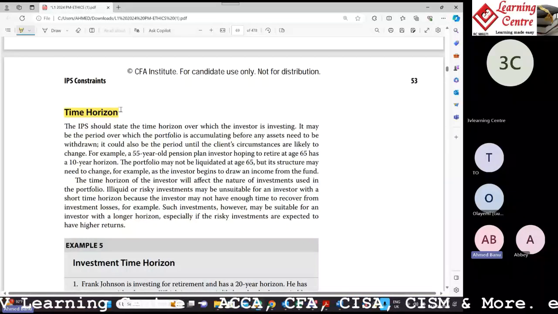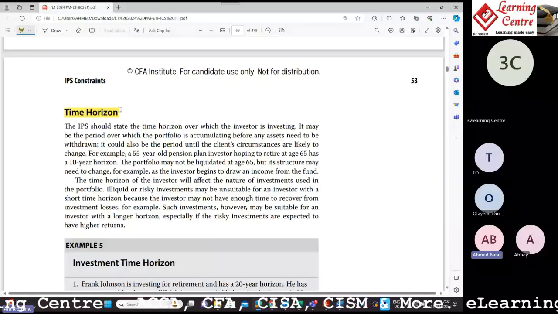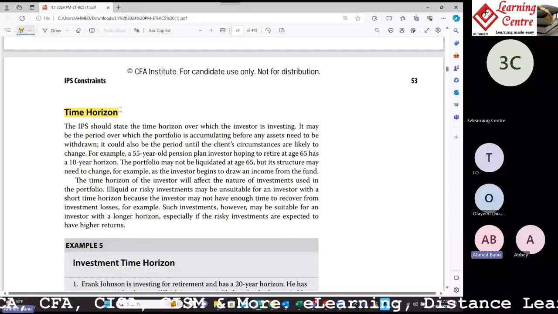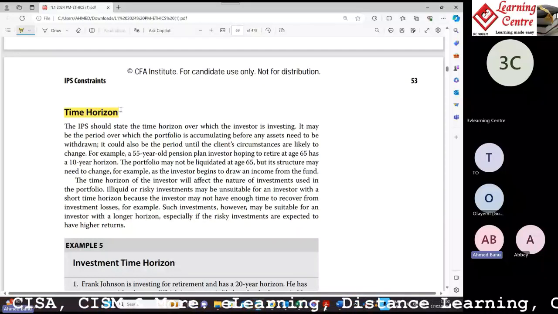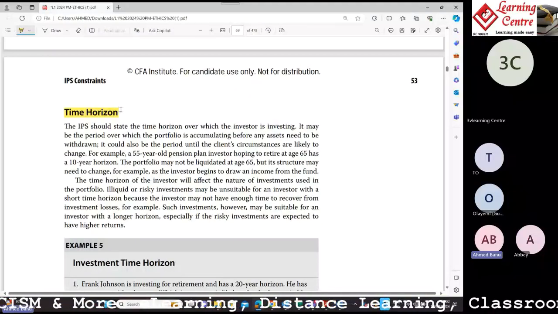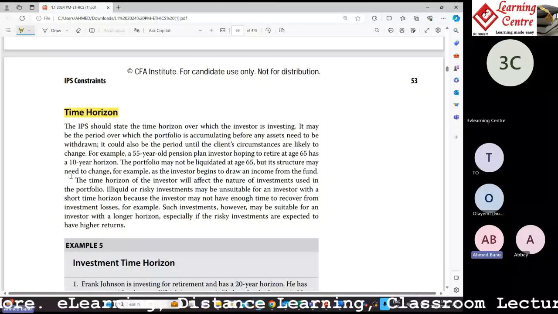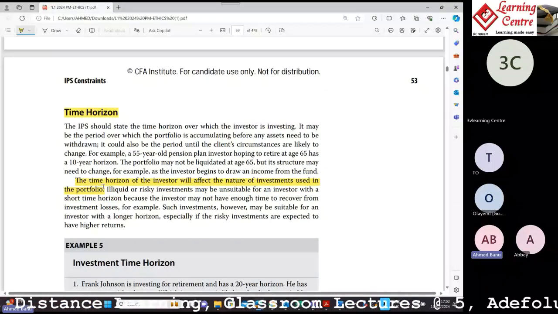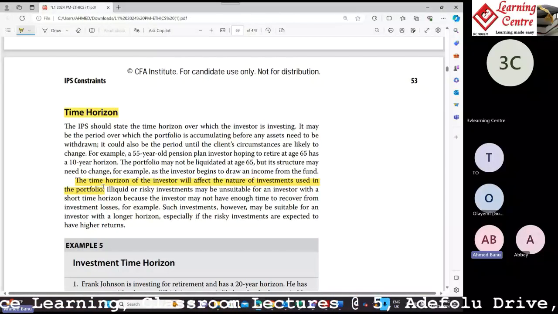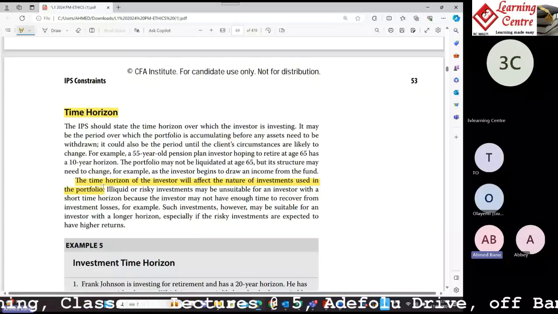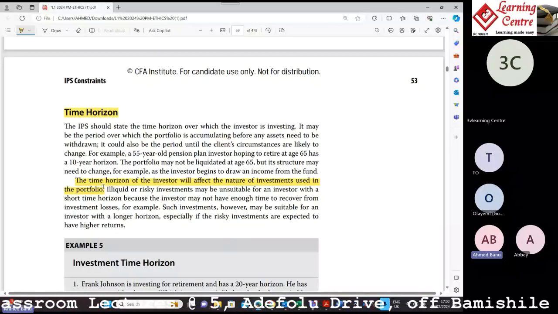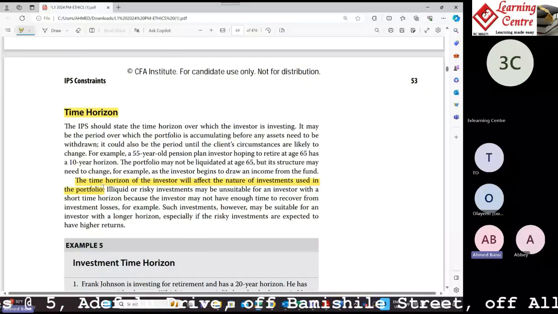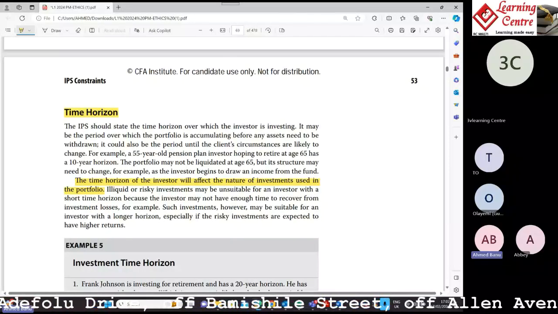So if your client's horizon is short, it determines the kind of investment you can make, the kind of risk you can take. If the time horizon is long, it also determines the kind of investment you can take. So the time horizon of the investor will affect the nature of investments used in the portfolio. Because if your horizon is short, I cannot make illiquid investments or take risky investments. So time horizon is like the most important constraint that we look out for, which we always know at the point of having our conversation with the clients.